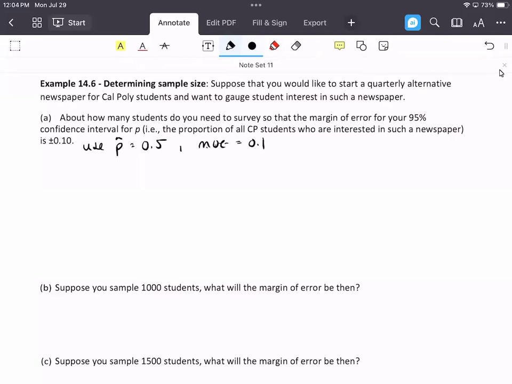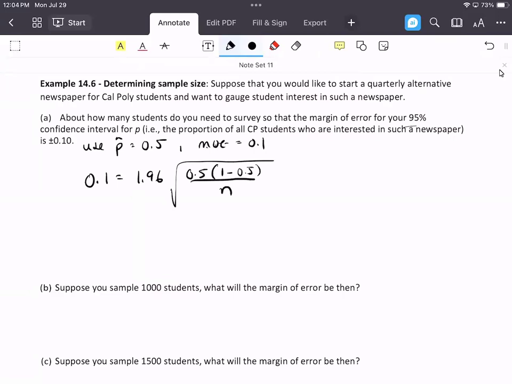10% is pretty huge. Now I can use the formula and say, okay, what do I know? I know margin of error is 0.1. My z star is 1.96 because we're looking at that 95% confidence interval. The p hat is 0.5, but we don't know n.